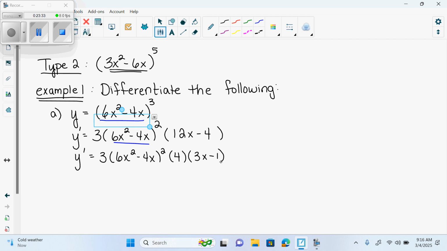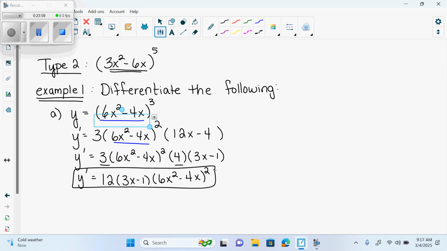Is there anything else I could do? They will for the textbook do this. Can't, because it's squared. Outside of the 3 and the 4, you get 12, and then they'll often write the 3x minus 1 next, and they'll write the chain last. You can write them in any order you want, but that's often what they'll look like. Okay?